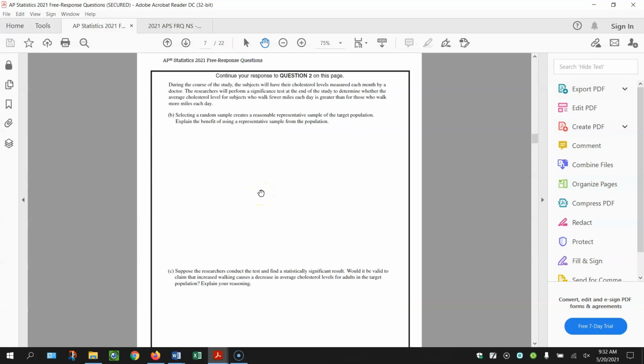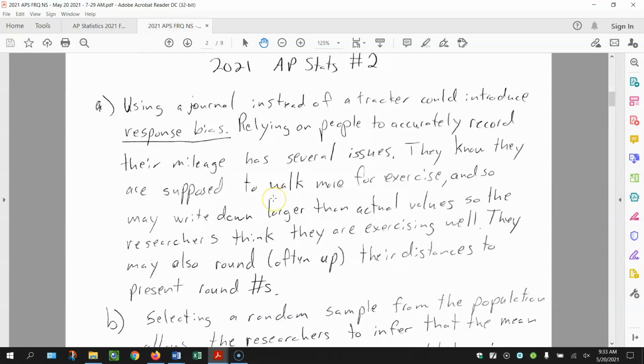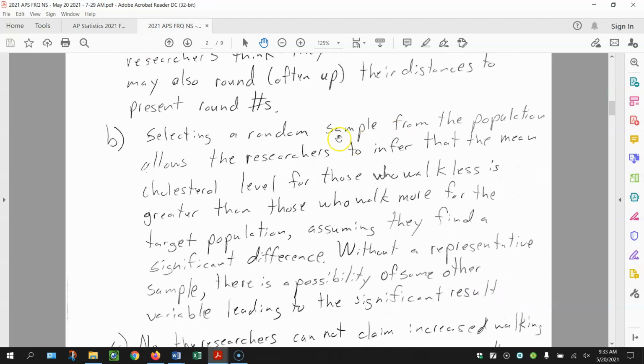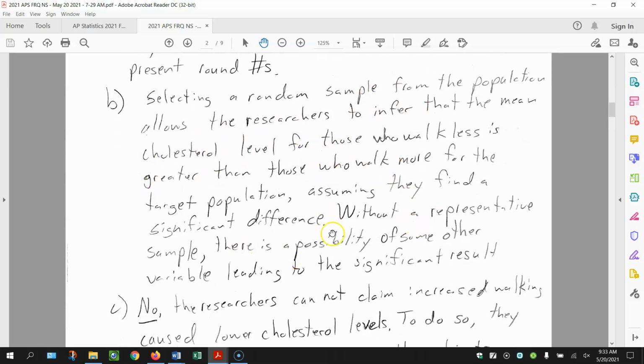Okay, part B, they're going to have their cholesterol measured each month and they're going to perform a significance test at the end and look at the average cholesterol level for subjects who walk fewer to see if that's greater than those who walk more. So selecting a simple random sample creates a reasonable representation of the target population. Explain the benefits of using a representative sample. Well, that's going to allow us to generalize the results. So selecting a random sample, conclude that the mean cholesterol level for those who walk less is greater than those who walk more, assuming they find a difference.